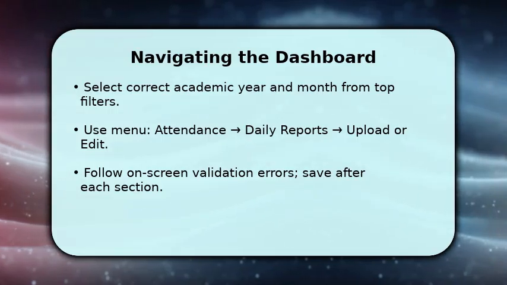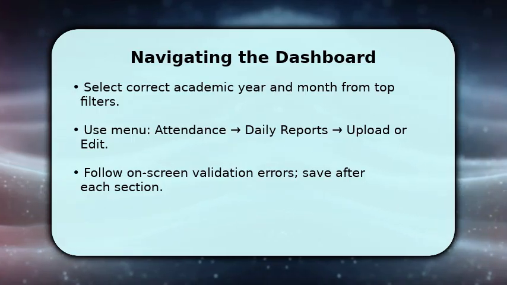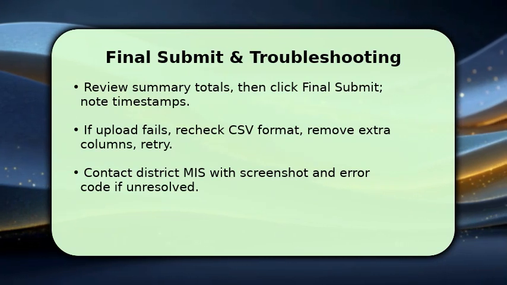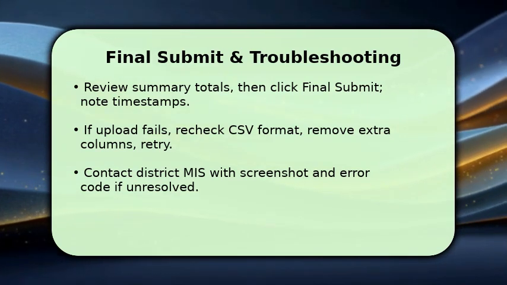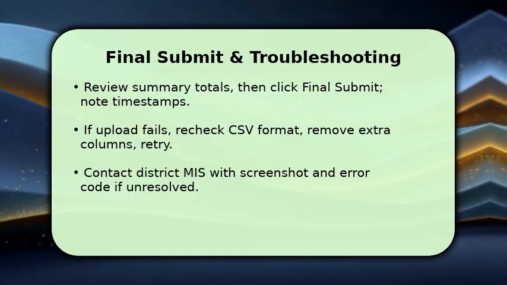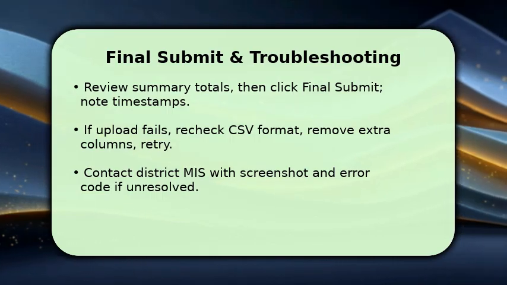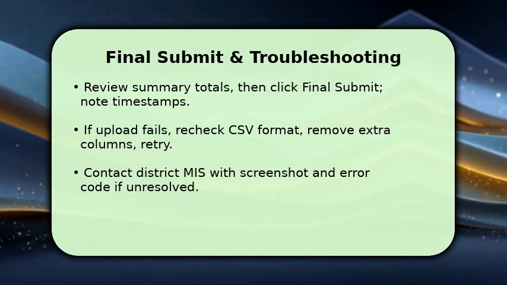Save frequently after each section to avoid data loss, and use the export feature to get a backup CSV before final submission. To complete the process, review the summary totals and supporting attachments, then click Final Submit. The portal stamps a timestamp and locks the record. If submission fails, download the error log, check CSV format, required headers, no extra columns, correct and re-upload.